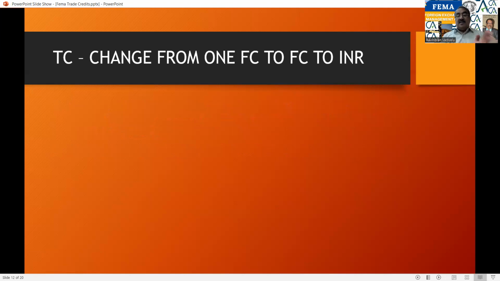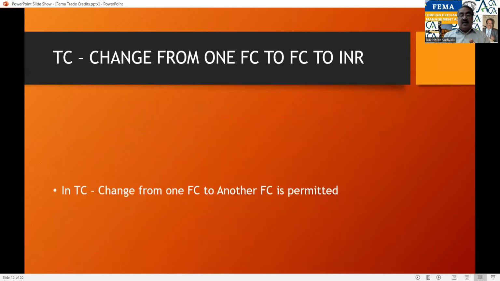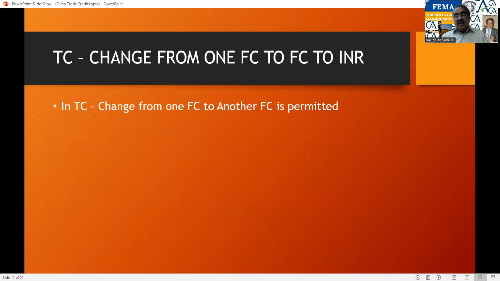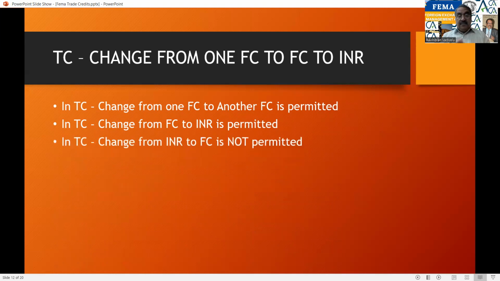And can we change the currency from one foreign currency to another foreign currency or to Indian rupee? In trade credit, suppose we have borrowed the money in dollars, can you change the trade credit into pounds? Yes, it is permitted, but everything is subject to RBI guidelines. If you have got the money in foreign currency in trade credit and want to convert into INR, yes, that is also permitted. But if you got the money in INR, can you convert that into foreign currency? No, it is not permitted.